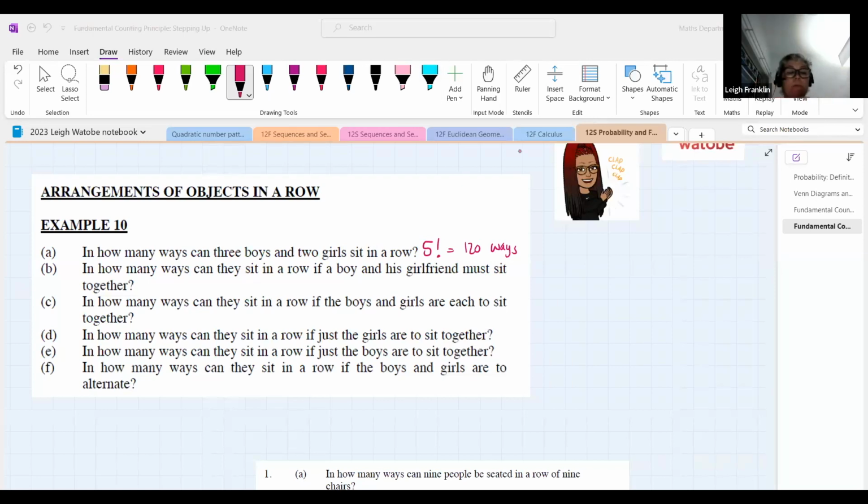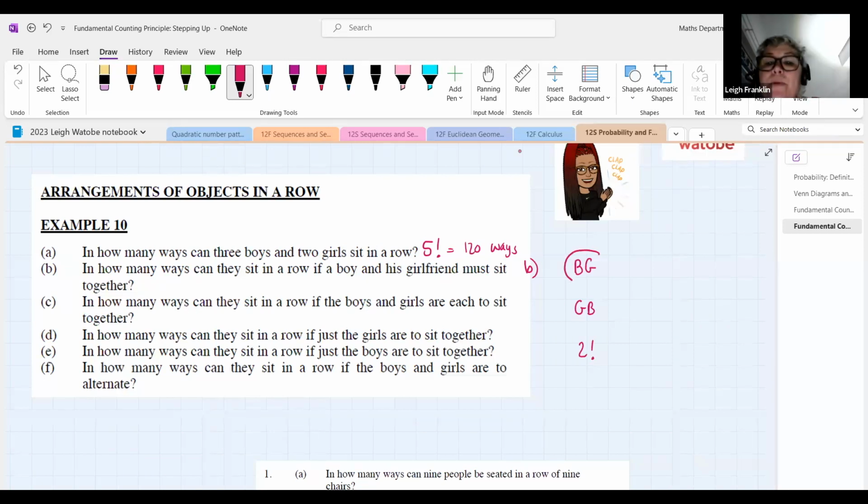Now they start placing some conditions on the way in which they sit with each other. That's part A. In question B, they say, in how many ways can they sit in a row if a boy and his girlfriend have to sit together? So what we have to do is put that boy and that girl together. They can sit boy, girl, but they could also sit girl, boy. So there are 2 factorial ways that they sit with each other.